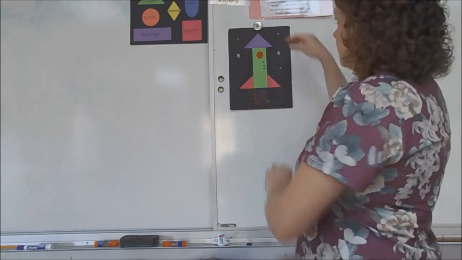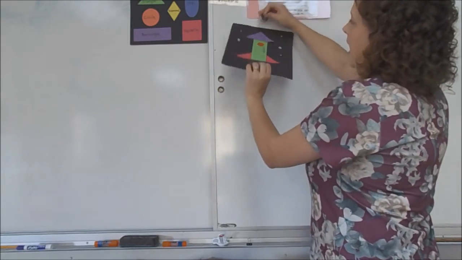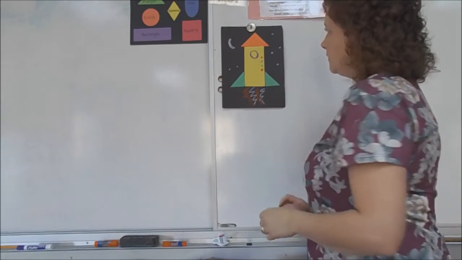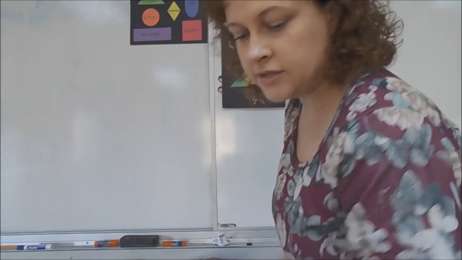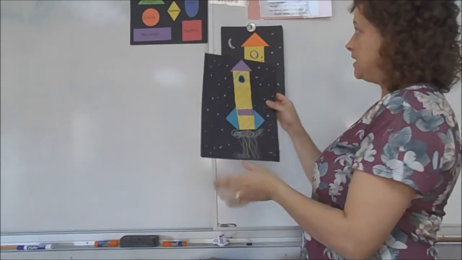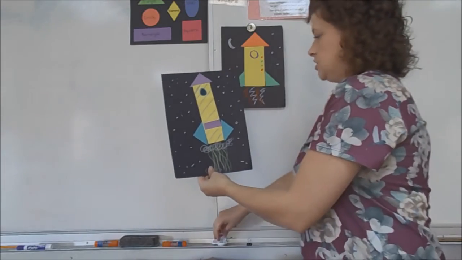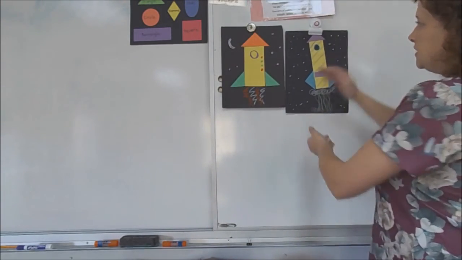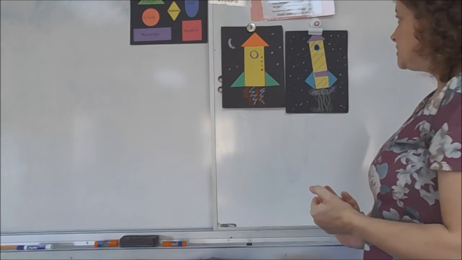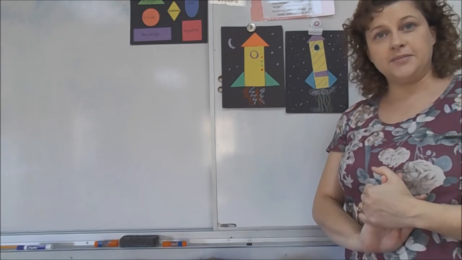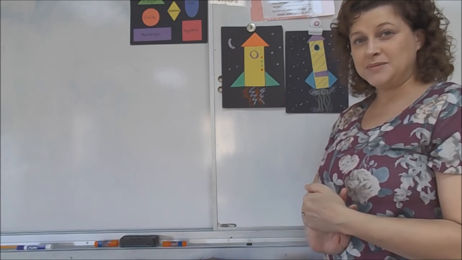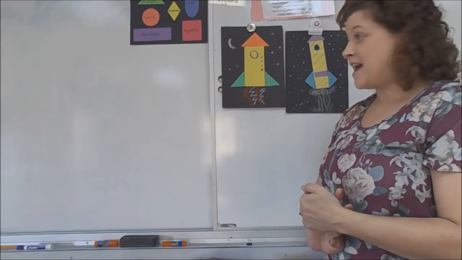Now let's take a look at some finished ones. I have one on the back that I have finished. I also have one here from another class that I did, and it is finished. So you can see those are different ways of finishing your rocket ship. I hope you have fun with this project. Hope you had fun learning about shapes with me, and happy art making.